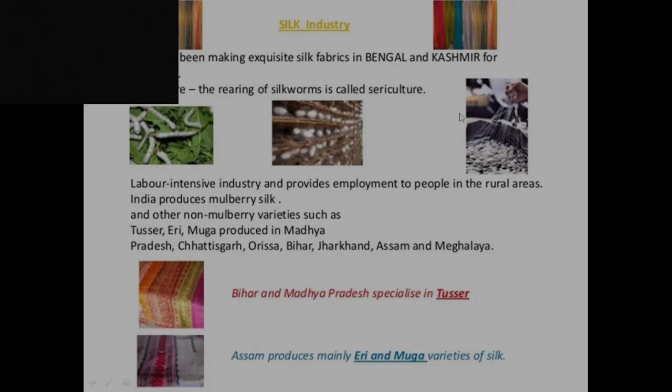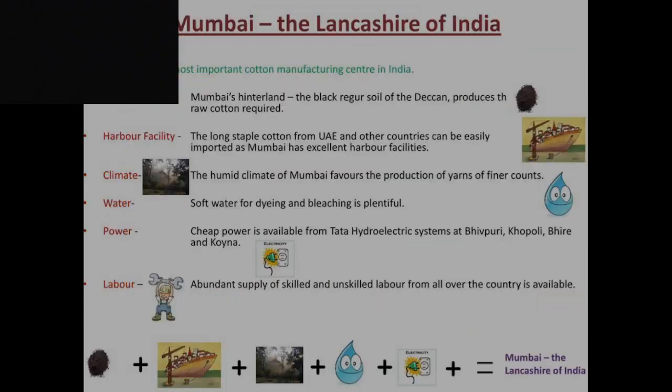India has been making exquisite silk fibers in Bengal and Kashmir for centuries. Sericulture, as all of you know, the rearing of silkworm, is called sericulture. It is a labor intensive industry, and it provides employment to the people in the rural area. India produces mulberry silk and other non-mulberry varieties such as Tussar, Eri, Muga, produced in MP, Chhattisgarh, Odisha, Bihar, Jharkhand, Assam, and Meghalaya. As all of you know, these are the pictures of this.